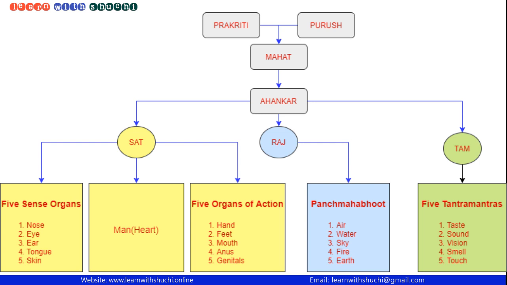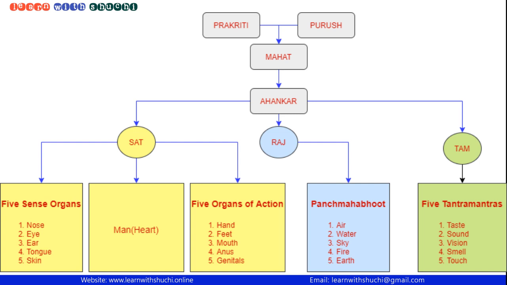When prakriti and purush join with each other after birth of a child, generation of mahat, that is intellect, occurs. This intellect causes ahankar, that is ego. When this ahankar is related with three attributes, it gives rise to 21 elements of Sankhya philosophy. In category of Sat, 5 sense organs, Man, that is heart, and 5 organs of action were included. In Raj, 5 Mahabhut, and in category of Tamas, 5 Tantra Mantras were included.